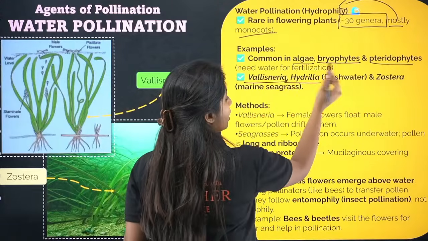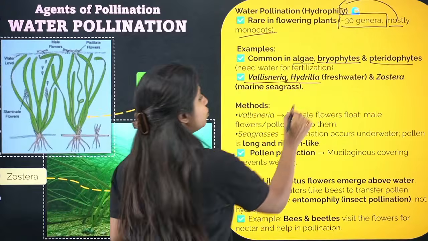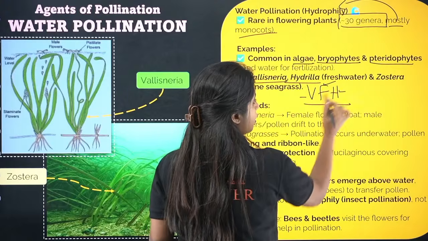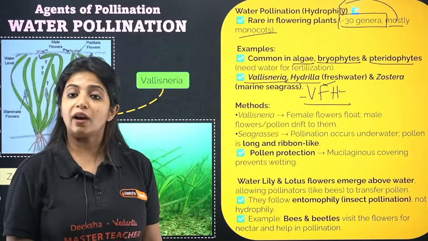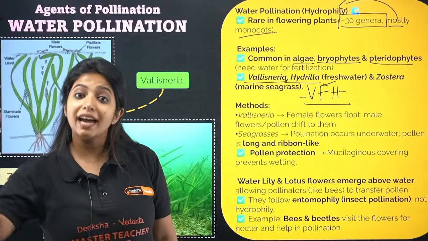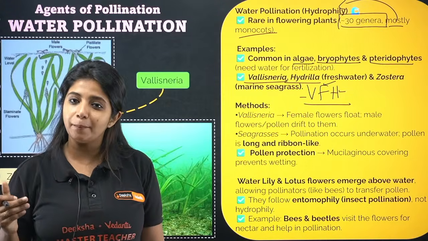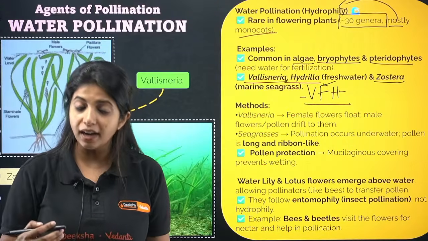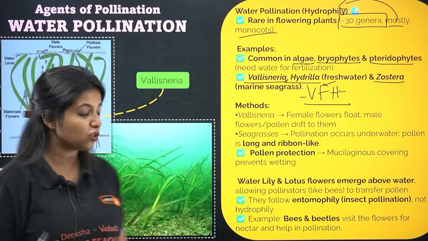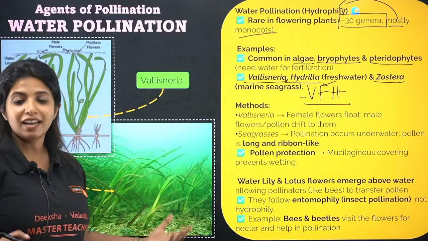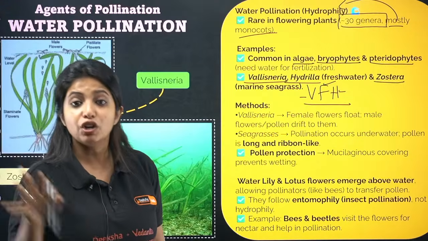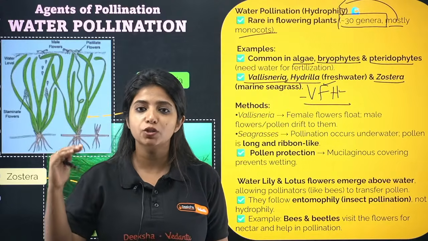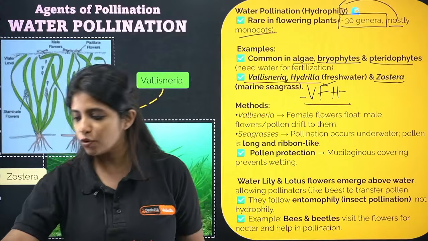So Vallisneria, just like how you have work from home, right? You can remember like this. VFH. V for Vallisneria, this is freshwater, and also along with that you have Hydrilla. Cool. Now, apart from that, you also have marine plants which undergo water pollination. Example for that is what? Zostera. It is also known as sea grass. Okay, it looks like this. It's like a grass, sea grass, right? But it is found in marine habitat, not in freshwater habitat. Marine means the salt content is going to be more up there. Cool. So always remember this.